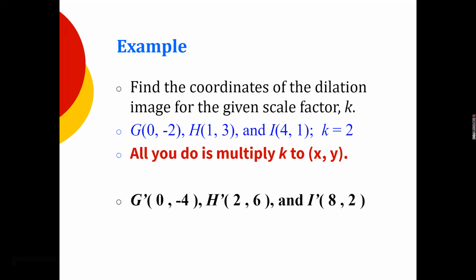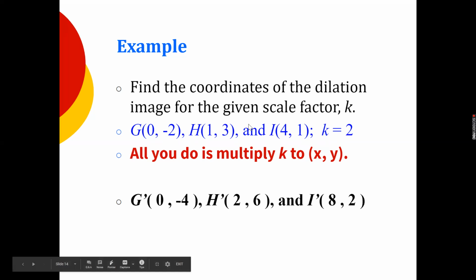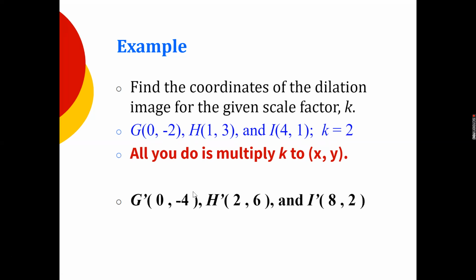Hopefully these are the answers that you got. So if you notice, all we're doing is multiplying by 2. 0 times 2 is still 0. -2 times 2 is -4. 1 times 2 is 2. 3 times 2 is 6. 4 times 2 is 8. And 1 times 2 is 2.